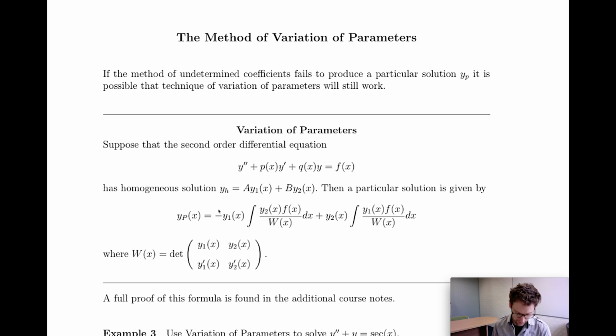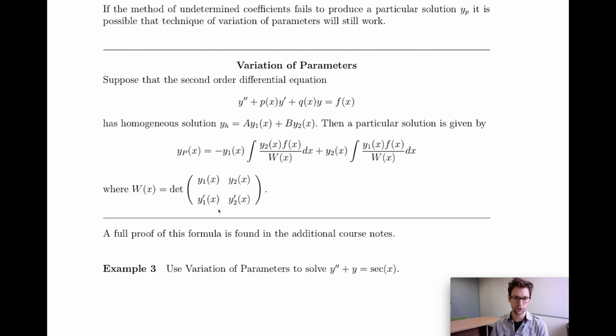Now the proof of this formula is actually given in your course notes, but the way that we're going to do it is as follows. If I have some general second order non-homogeneous differential equation, and in fact I am going to include the possibility that this has got non-constant coefficients, so I've got coefficients in front of y prime and y that are functions of x. So this is a general second order ordinary differential equation with the right hand side.